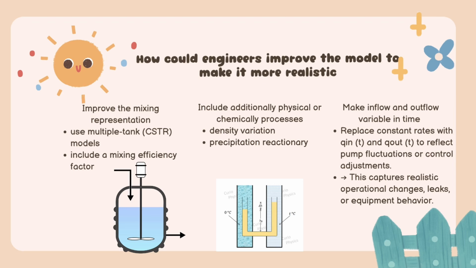Second, we can include additional physical or chemical processes. First, density variation: account for how salt concentration affects density, which changes mixing patterns. The second one is precipitation or reaction: if salt can crystallize or react, include a removal term in the model. And the third one is to make inflow and outflow variable in time. Replace the constant rate with Q_in(t) and Q_out(t) to reflect pump fluctuations or control adjustments. This captures realistic operational changes, leaks, and equipment behavior.